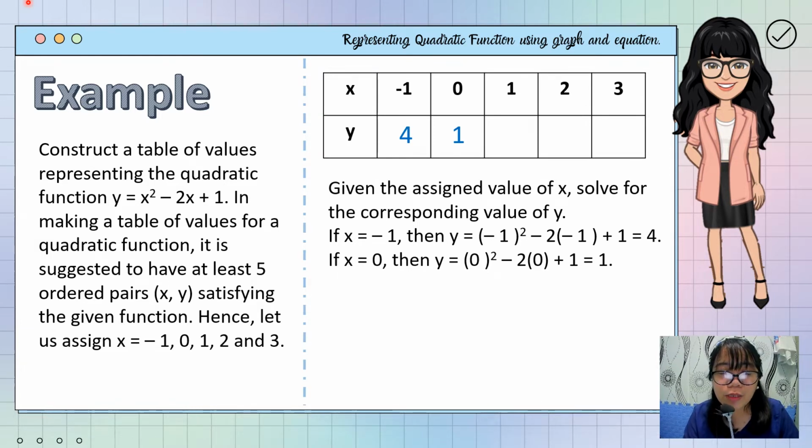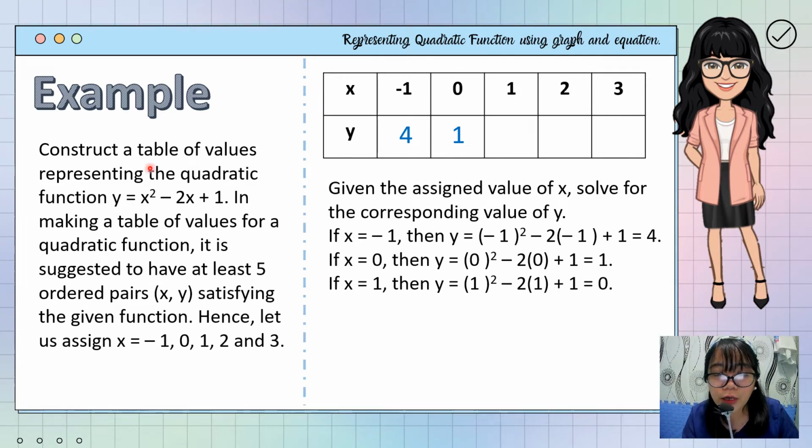Next, what if x is equal to 1? So if x is equal to 1, then y equals 1 squared minus 2 times 1 plus 1. 1 squared is 1, minus 2 times 1 is 2, so that is 1 minus 2, and that is equal to negative 1. Negative 1 plus 1 is equal to 0. So if x is equal to 1, then y equals 0. Next ordered pair is (1, 0).